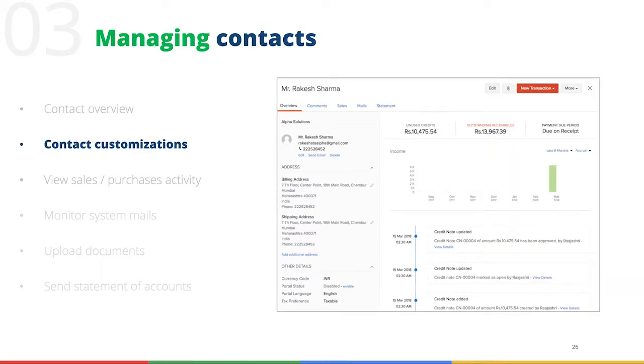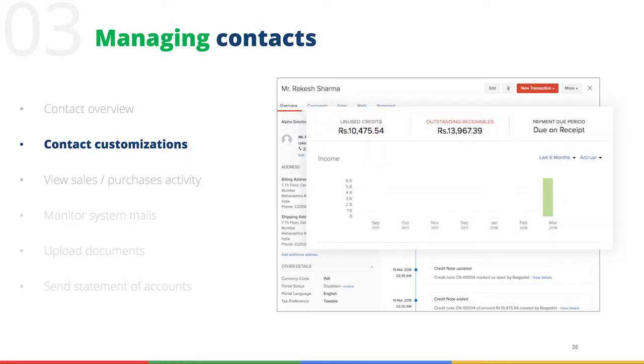The contact details page will give you an overall picture of the contact's business with you. It shows the outstanding receivables, credits, and the payment period for the contact. The graph shows a timeline of the income received from the contact.